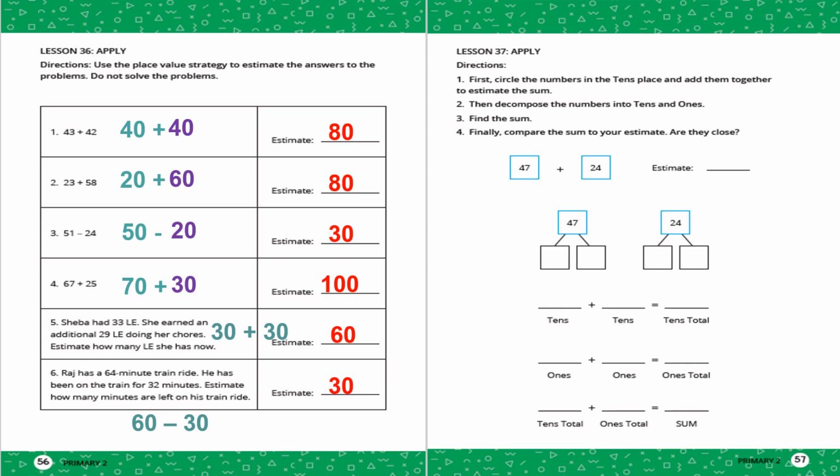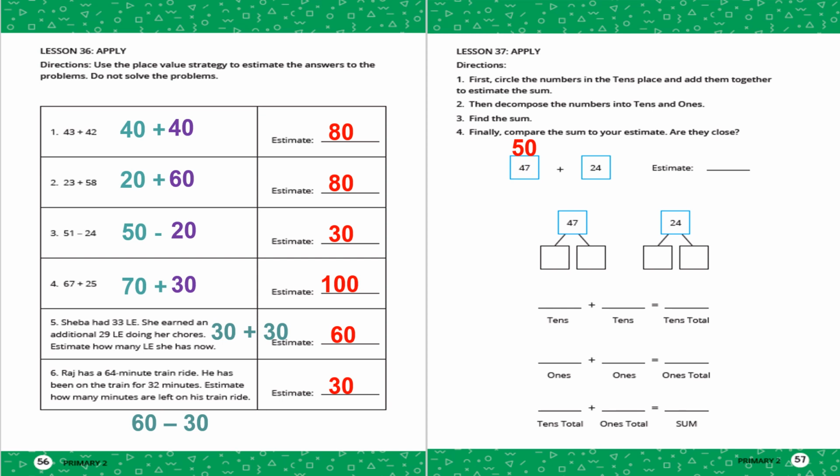47 plus 24. First, let's estimate 47. 47 is between what and what? Between 40 and 50. Look at the ones. Ones is 7, 7 more than 5. So we will go to the next door. So 47 will be 50.